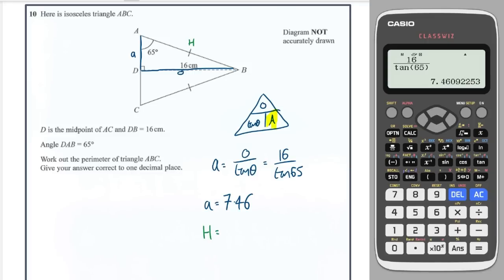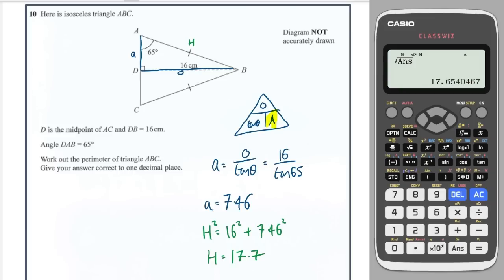So the hypotenuse squared is equal to 16 squared plus 7.46 squared. So I'll square this, so I keep the exact answer, plus 16 squared, and then I will square root my answer. And that is 17.65, or 17.7 rounded up.